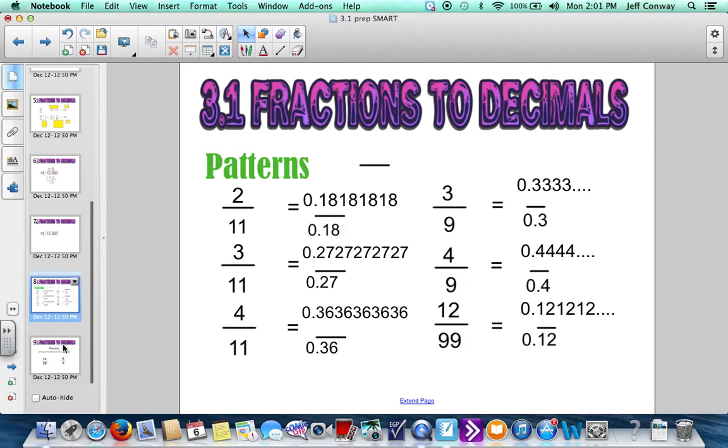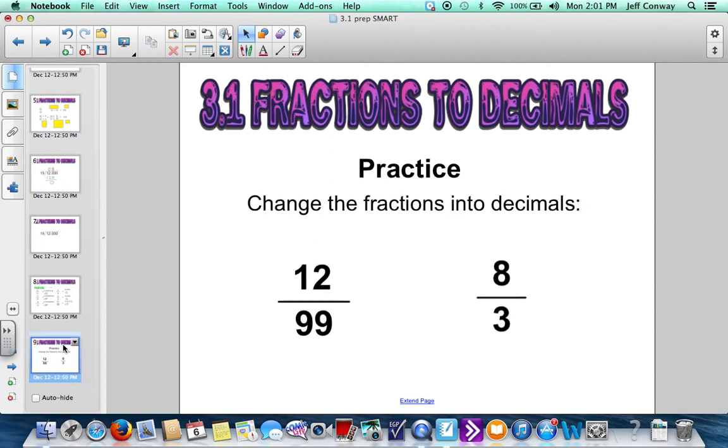So what you're going to do today for your practice is you're going to change these two fractions into decimals. 12/99ths, I want you to change into a decimal, and 8 thirds, I want you to change into a decimal.